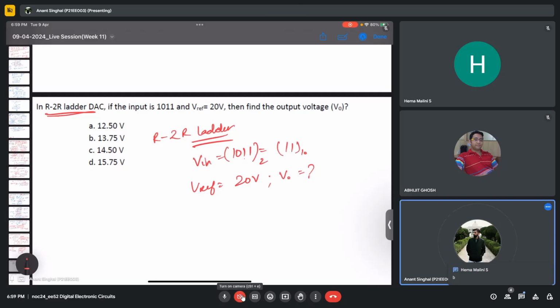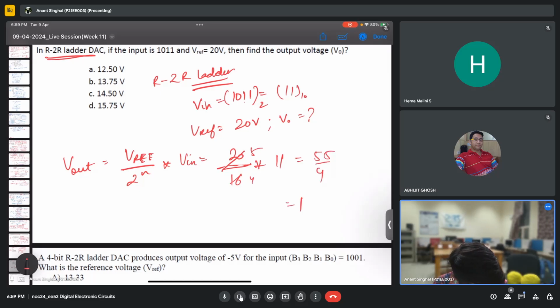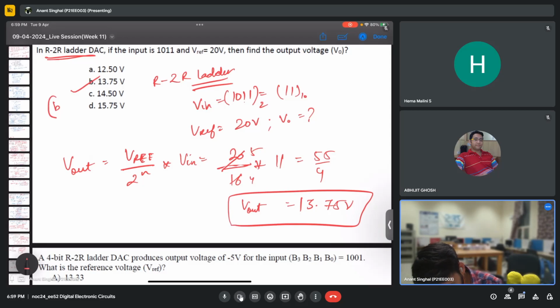Got one answer, 13.75, so we'll check. For the R2R, as we just checked, the output is V reference by 2 raised to the power n times the input value. So this will be 20 times, how many bits? 4 bits, so this will be 16, times Vin, which is 11. So this will be 55 by 4, which is 13.75. So 13.75 will be the output, which is option B.